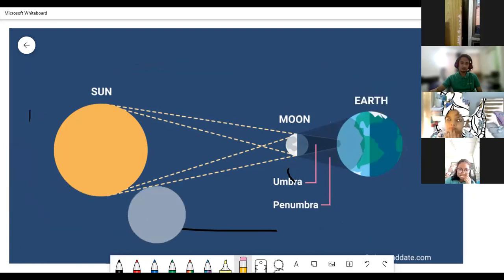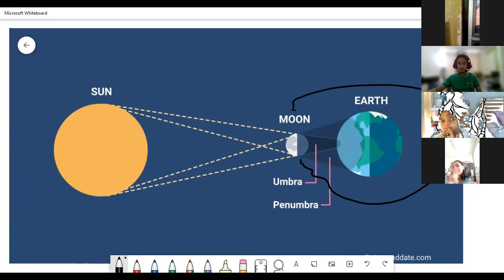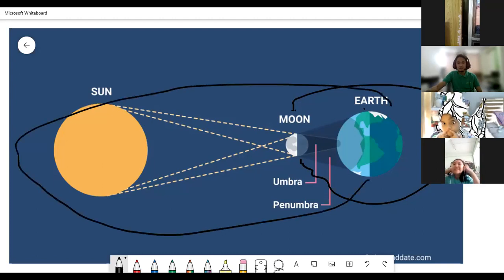Understand or not? Yes. What did you understand? The moon turns around the earth or turns around the sun? The earth. Turns around the earth. And the earth turns around the sun. Okay? So that one.